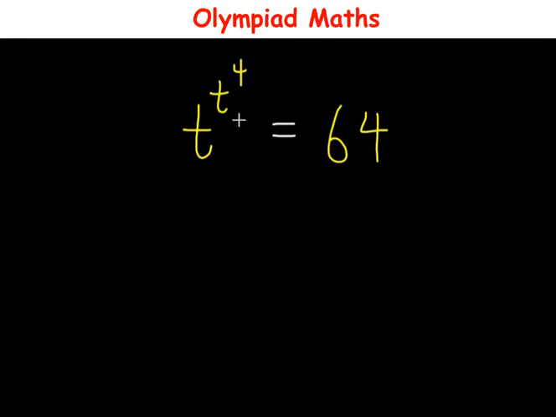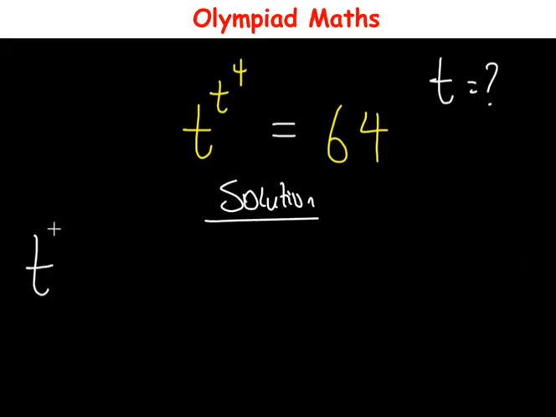So we have t raised to power t raised to power 4 is equal to 64, and here we have to solve for the value of t. So t is your unknown we have to solve for. To do this, solution, so we have t raised to power t raised to power 4 is equal to 64.